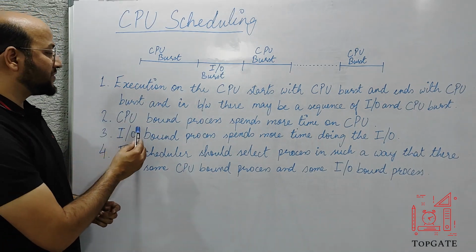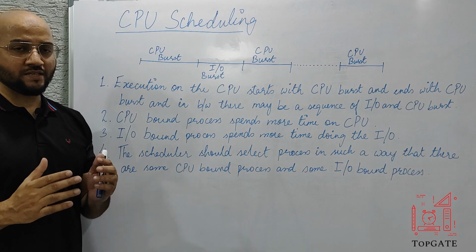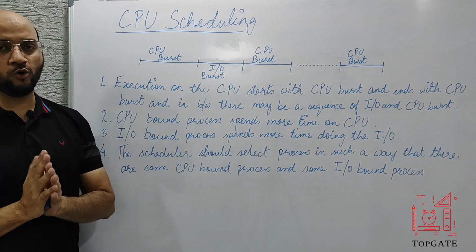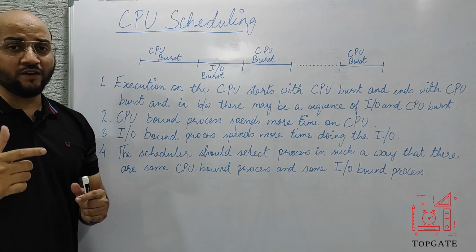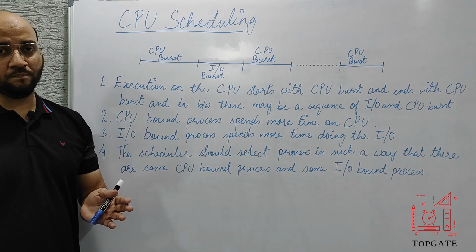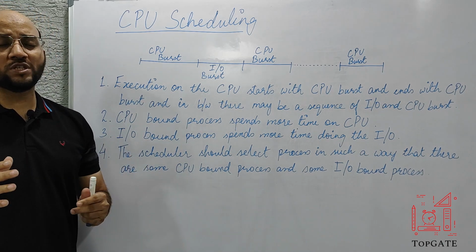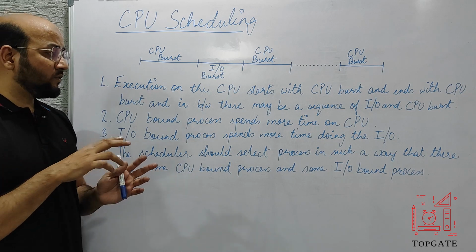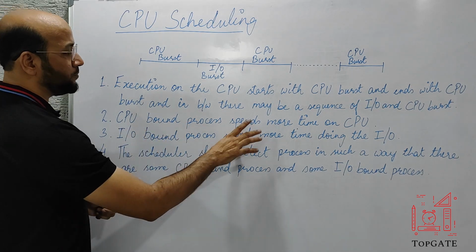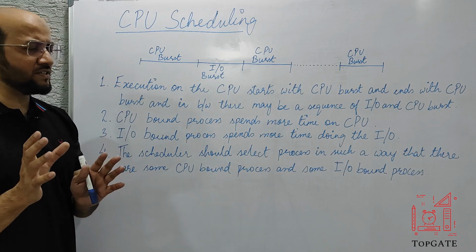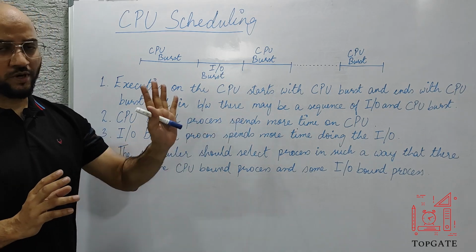The second point says that a CPU bound process spends more time on the CPU. We have two kinds of process: the first is a CPU bound process, and the second is an input output bound process. If a process is CPU bound, that means the process in its lifetime spends more time doing CPU work, getting executed on the CPU. Suppose there is a process which needs to do some heavy calculation. For that heavy calculation, for most of its lifetime it will be executing on the CPU. That is called a CPU bound process. For very little time it is using the input output devices. Most of its time is spent in the CPU burst only.